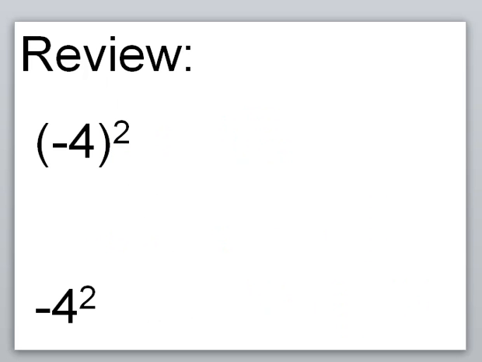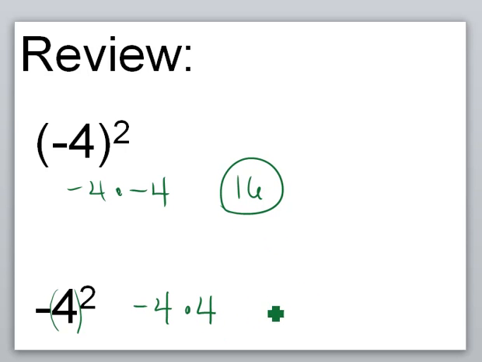This next one, I want to compare these two as a reminder. This is the one that people miss the most. This is telling you to write the negative 4 two times. This does not have parentheses. The parentheses really are only around the 4. So we have negative 4 times 4. This gives us 16, and this gives us negative 16. So you can see the difference between the negatives being included in the parentheses and the other ones not.